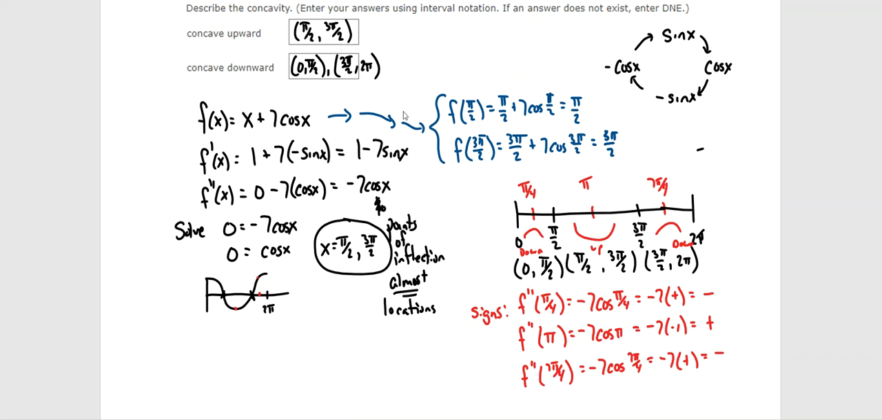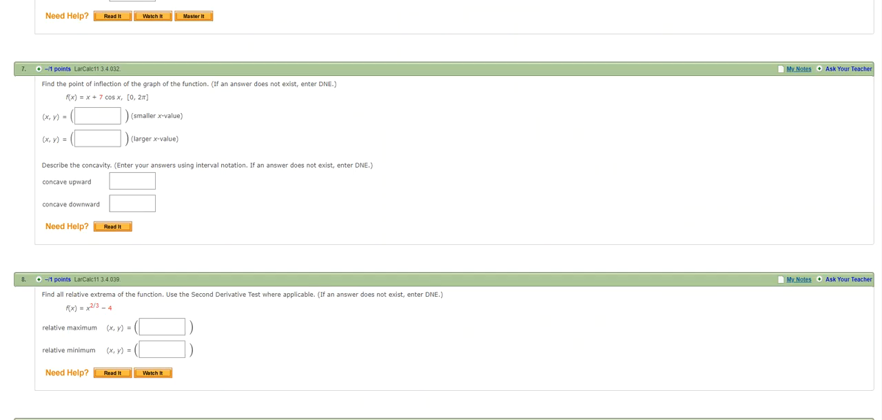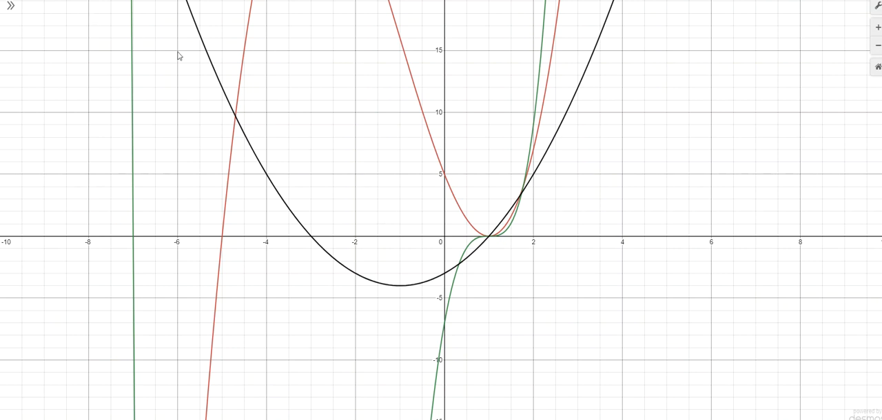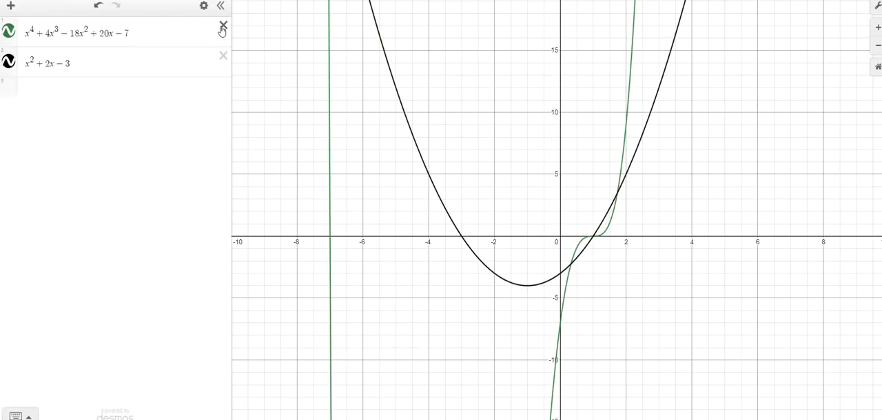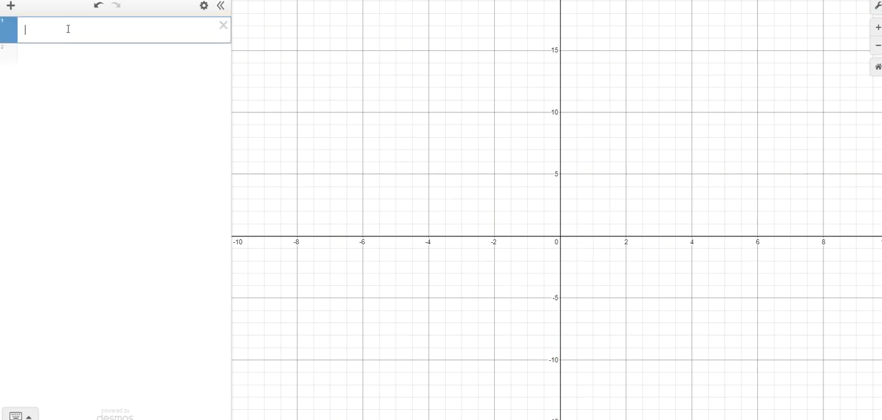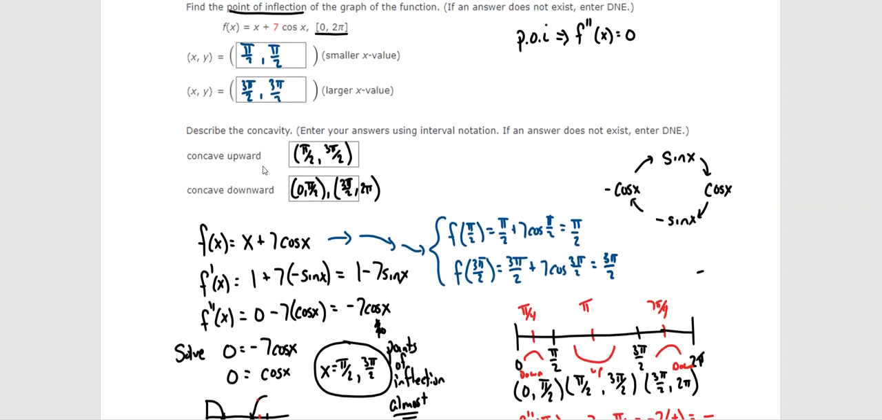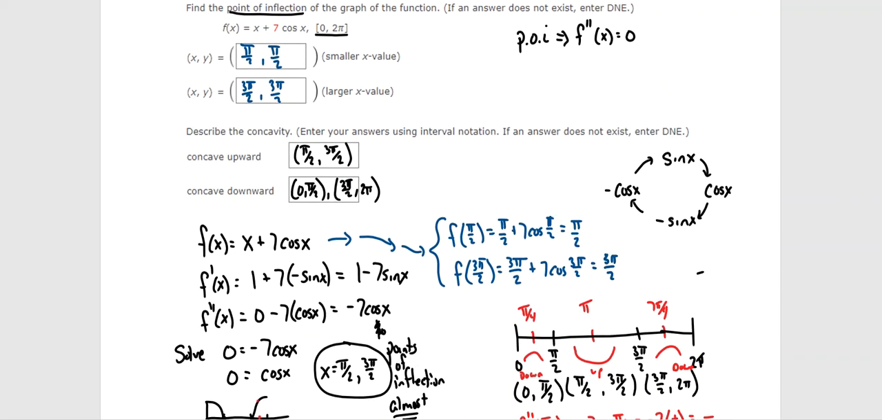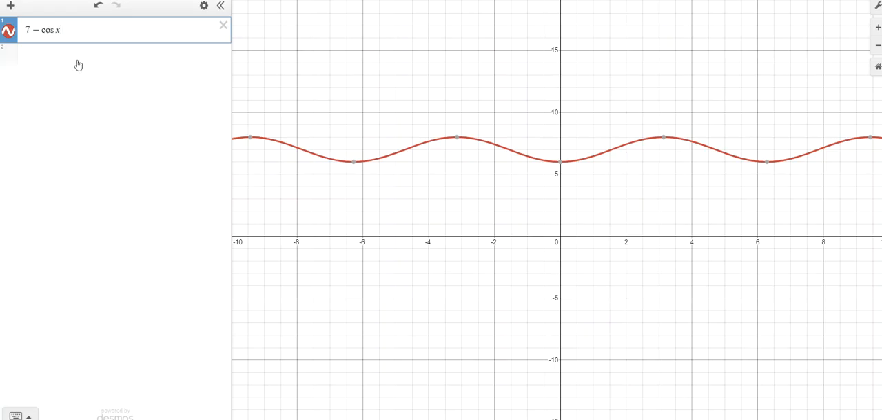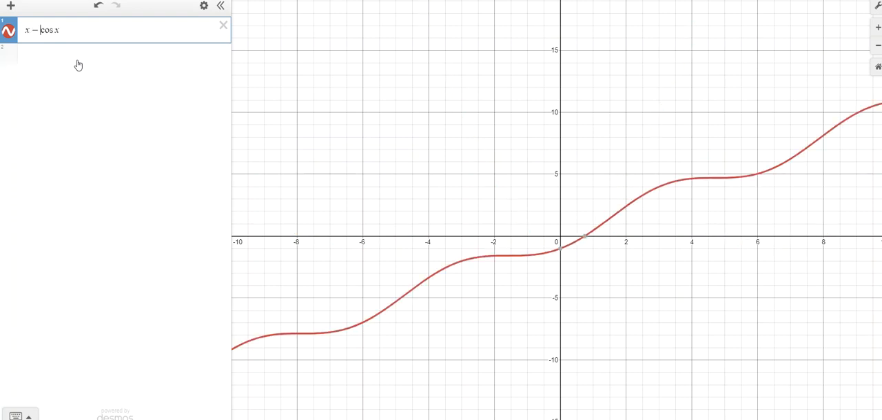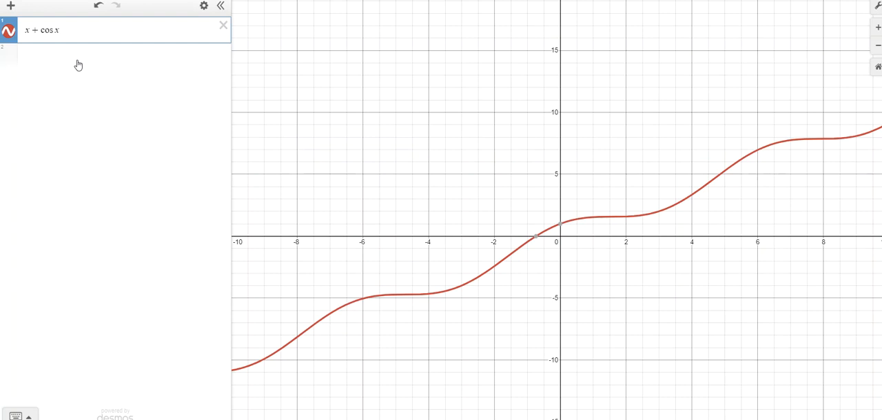And just because I'm feeling like it, let's take a look at a graph here. This is the one that was originally there. Let's take a look at our graph of 7 minus cosine of x. Let's take a look and make sure I put the problem in correctly. I did not. It's x plus 7 cosine of x. Wow, did I just make up a 7 in this? X plus 7 cosine of x.